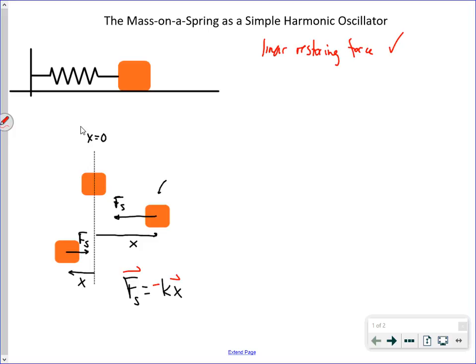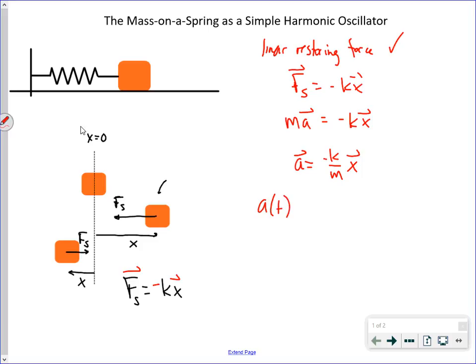If I say from this that Fs is negative kx, I can say ma, still keeping these as vectors, is negative kx. And then a is negative k over m times x. Okay, good. I'm going to say now that acceleration can be written as a function of time, because for this oscillator, position varies as a function of time, right?